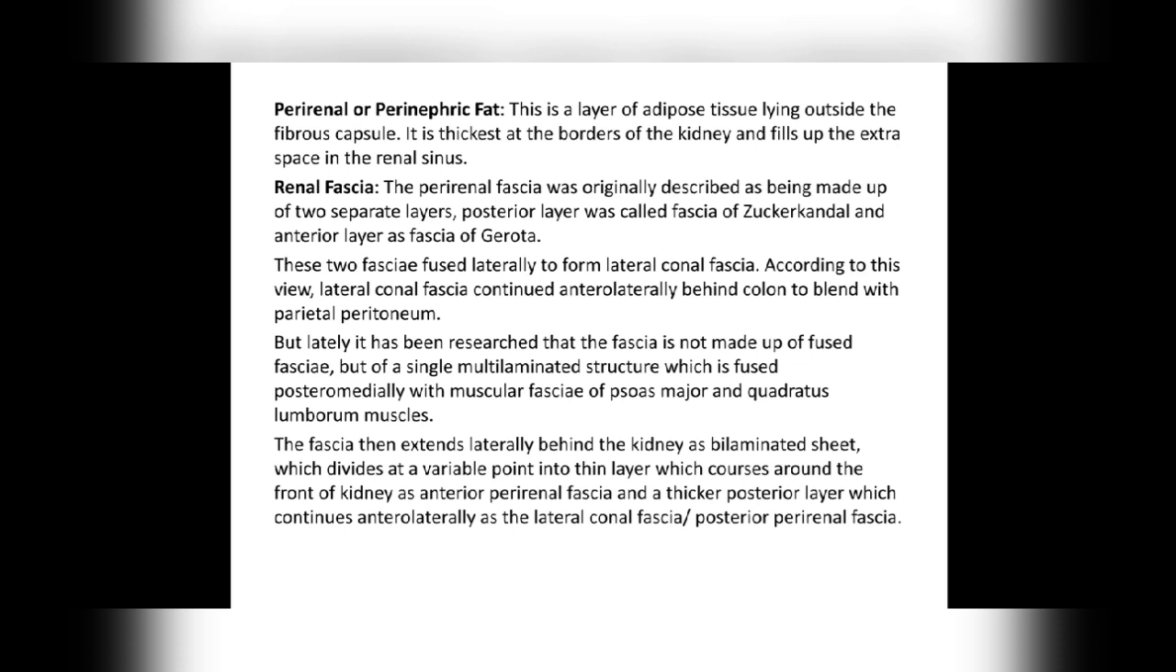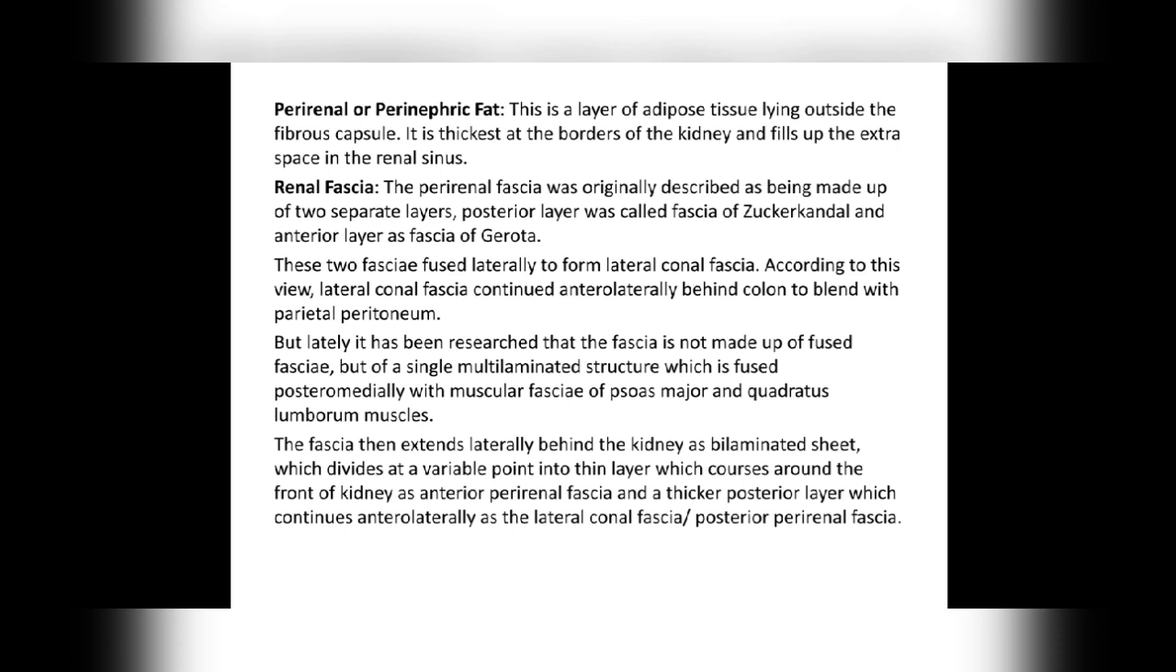Perirenal or perinephric fat is a layer of adipose tissue lying outside the fibrous capsule. It is thickest at the borders of the kidney and fills up the extra space in the renal sinus. Renal fascia. The perirenal fascia was originally described as being made up of two separate layers. The posterior layer was called the fascia of Zuckerkandl and the anterior layer the fascia of Gerota.